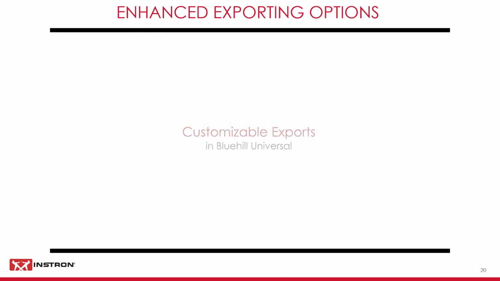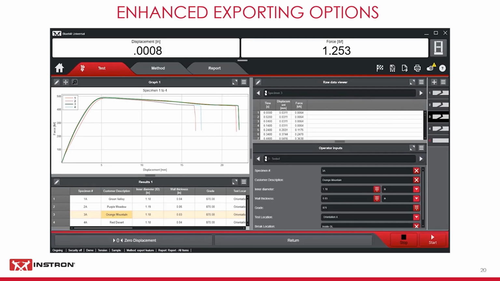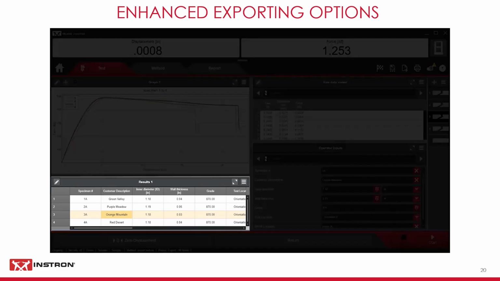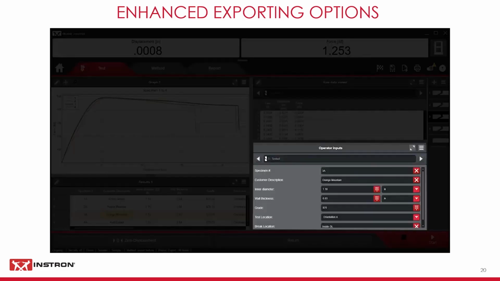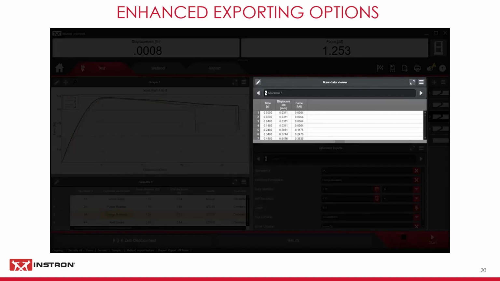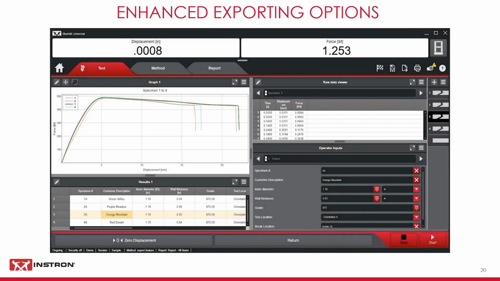Customizable exports. In Bluehill Universal, users can customize export information to include test results, method parameters, and raw data. Here we have a sample file open with several tested specimens. You can see I have a results table, operator inputs, and the raw data viewer configured. Users can configure Bluehill to determine what, how, and when data is exported.